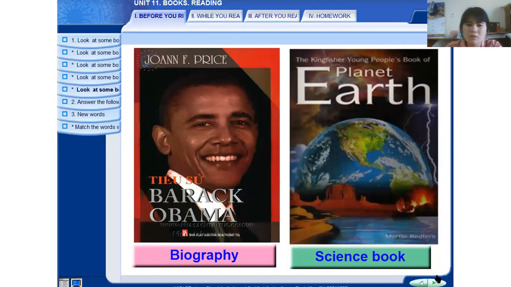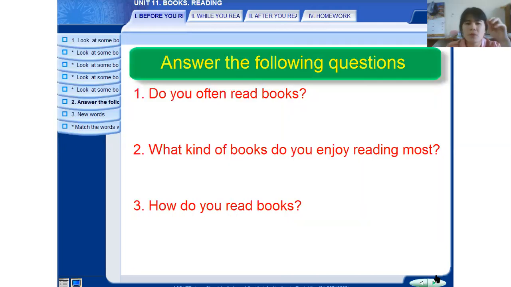You already know some kinds of books. Try to remember them. So, answer the following questions. Do you often read books? What kind of books do you enjoy reading most? And how do you read books? You can answer, yes, I do.